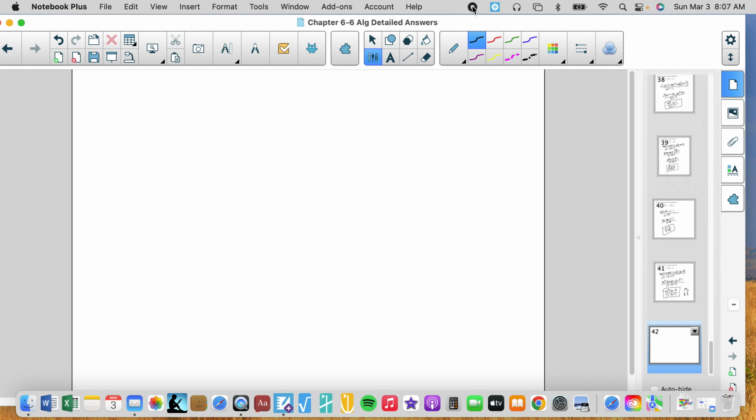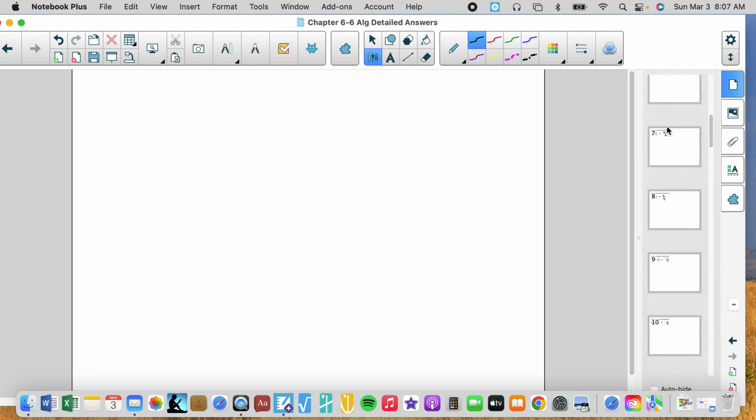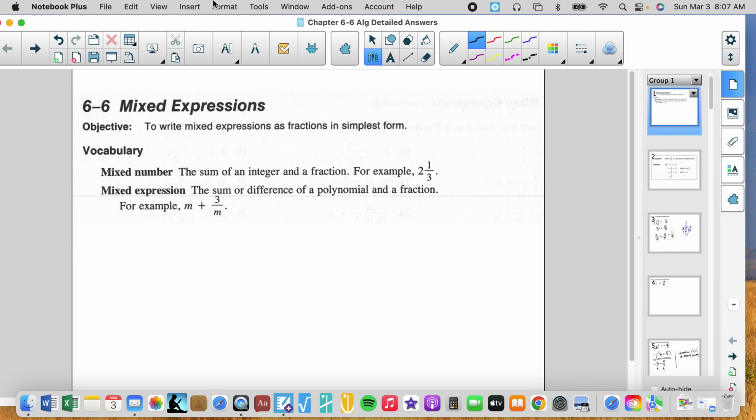6-6. What was the title of this? 6-6, and this is Mixed Expressions.